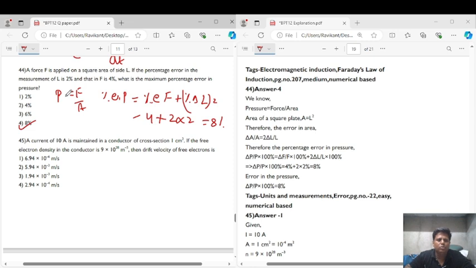Pressure is equals to force upon area, and area is equals to L square. So percentage error in pressure will be equals to percentage error in force plus 2 times the percentage error in length. So percentage error in force is 4 and percentage error in length is equals to 2. So 4 plus 2 into 2 is 8%. So the correct answer for question number 44 is option number 4, that is 8%.